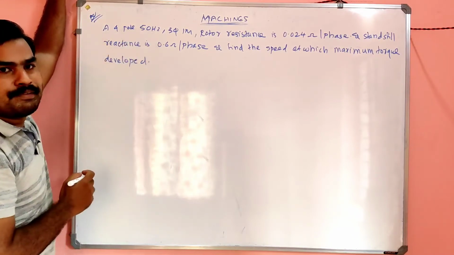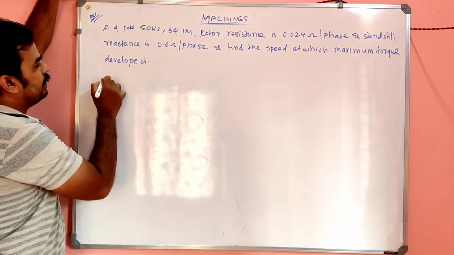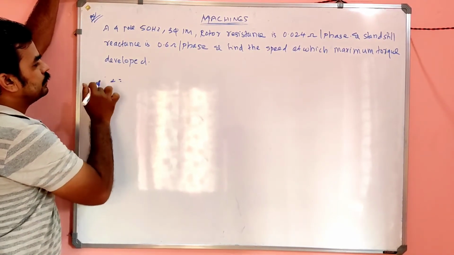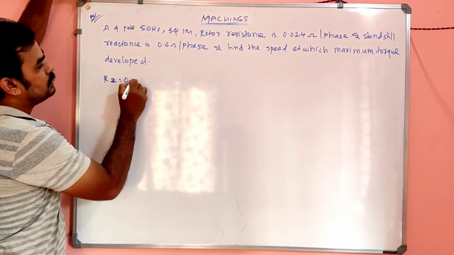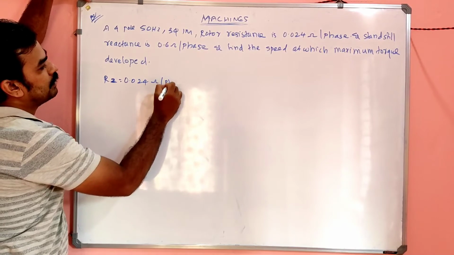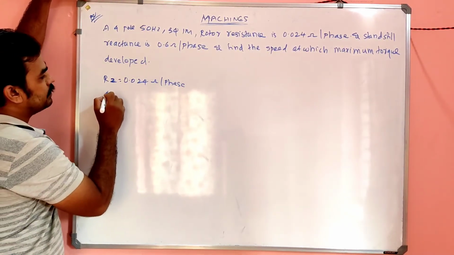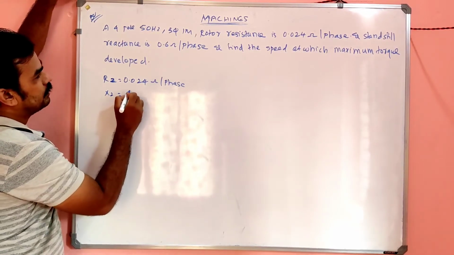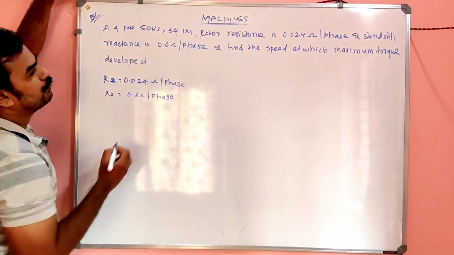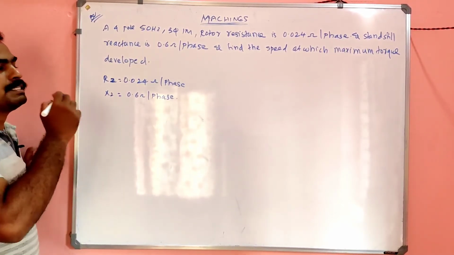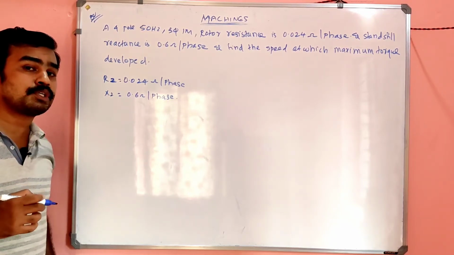A 4-pole 50 hertz 3-phase induction motor is there. Rotor resistance is 0.024 ohm per phase, right? So I can write R2 is equal to 0.024 ohm per phase. Am I correct? And standstill reactance is given, X2 is equal to 0.6 ohm per phase. Correct? Find the speed at which maximum torque is developed.